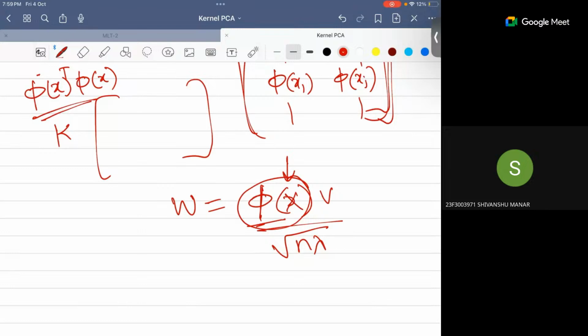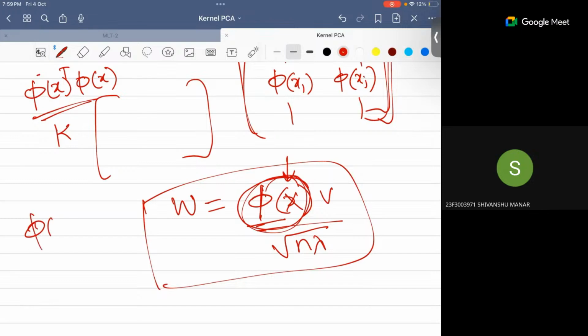Yes, sir. Because we don't have this, how will we be able to calculate the eigenvector corresponding to this matrix, the covariance matrix corresponding to the transform? How can we calculate the covariance matrix corresponding to this? We can't, right? Can we? So actually we want to calculate the phi of X.